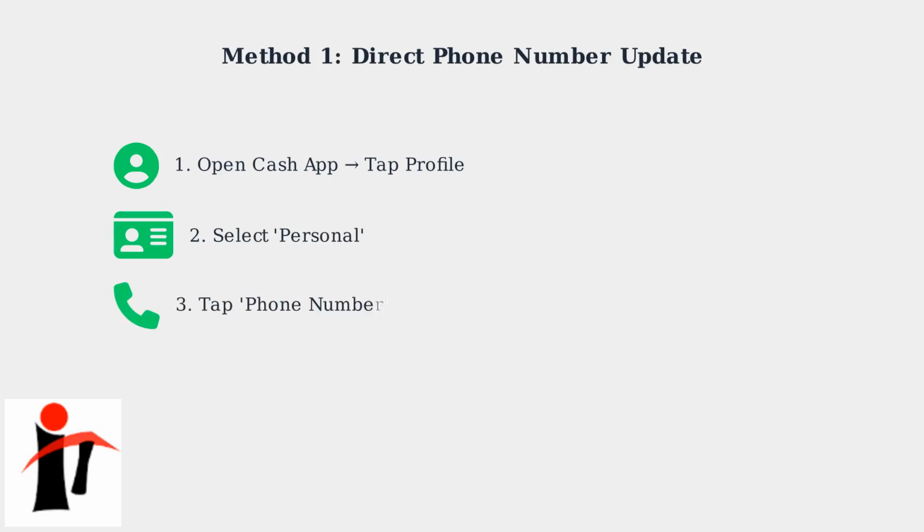There are two main ways to update your phone number in Cash App. The first and most common method is the direct update process. Start by opening Cash App and tapping your profile icon. Then select Personal from the menu and tap on Phone Number to begin the update process.